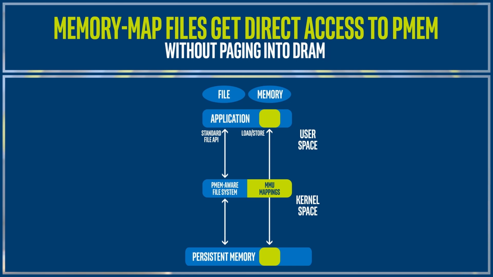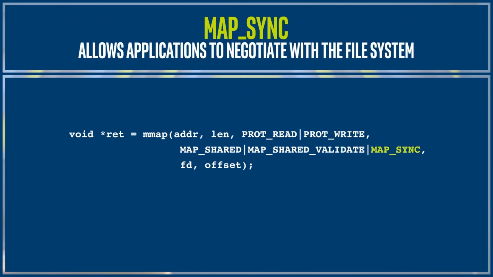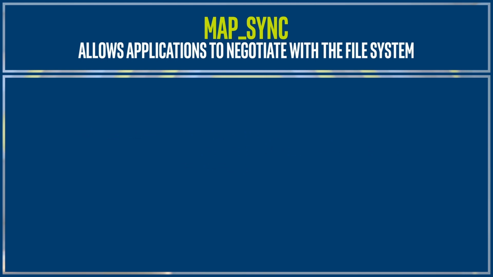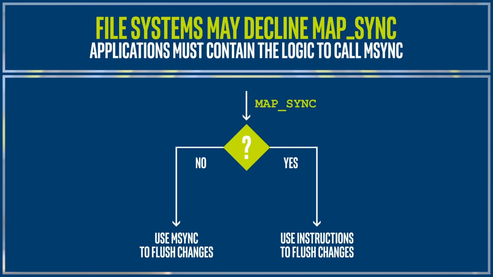Once an application opens a file on a PMEM-aware file system, it memory maps that file using a new flag that Linux added to the mmap system call. That flag is called MAP_SYNC, as shown here, and it allows the application to negotiate with the file system, basically agreeing it is safe to flush changes to PMEM using cache flush instructions instead of calling into the kernel using the msync system call. The file system may decline the use of MAP_SYNC, saying that it is not safe to flush changes that way, so a correctly written application must contain the logic to call msync in that case, as shown in this flow diagram.